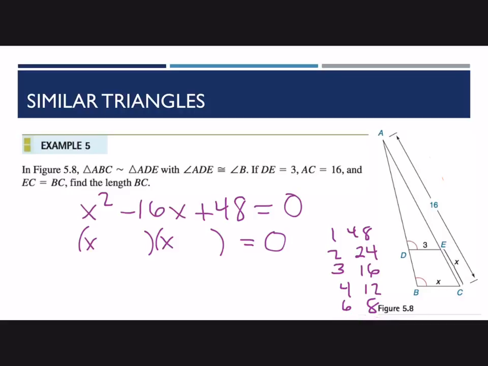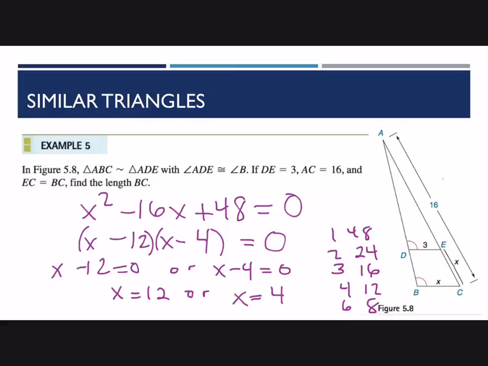Okay, so we want a pair of numbers that multiply to be 48, and we could do 2 positives or 2 negatives, but I know that they have to add to be negative 16. So it looks like I want 2 negatives, and 12 and 4 are the ones that work. That means x minus 12 equals 0, or x minus 4 equals 0, and then x equals 12, or x equals 4.